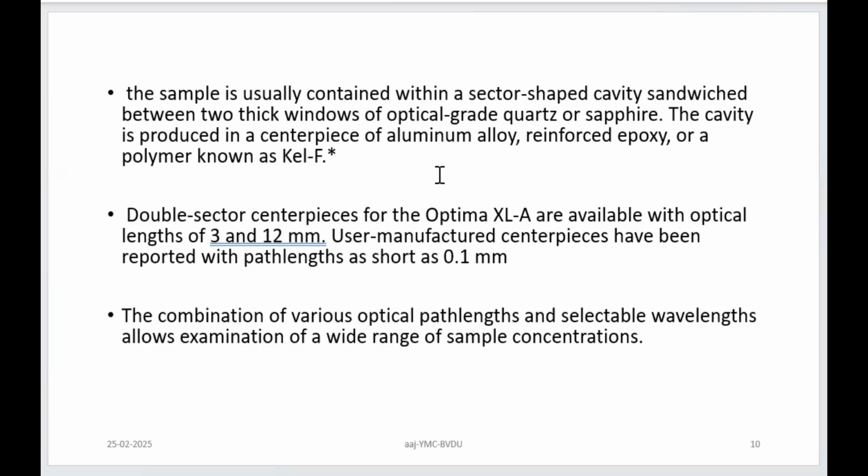So the optical length which is available, double sector, single sector, multiple sector, depends upon how many samples of one type you are handling within one experiment. That can vary, and based on that you can choose the type of the rotor system, how many sectors are there, right? So here we are talking about a double sector system. For example, in the case of Optima XL-A, just an example, we have taken this particular instrument brand.